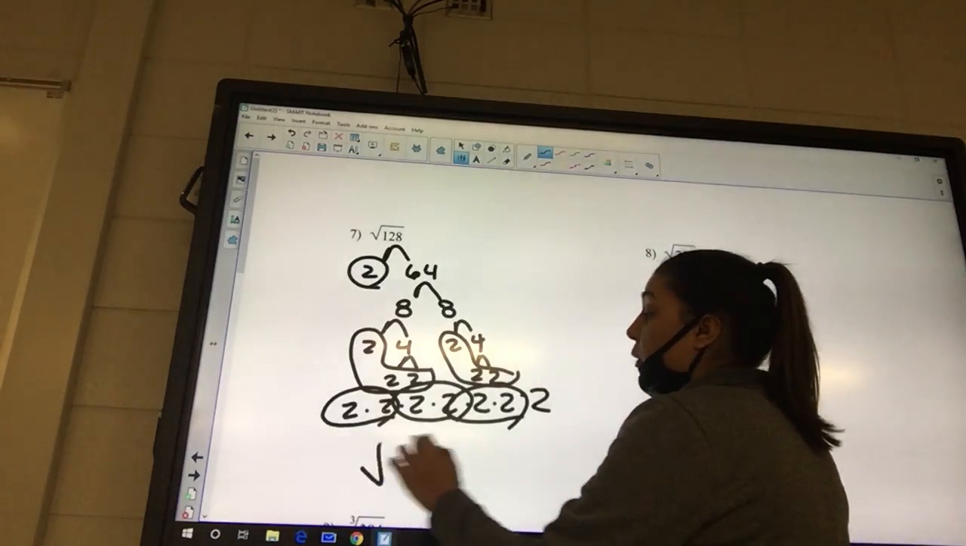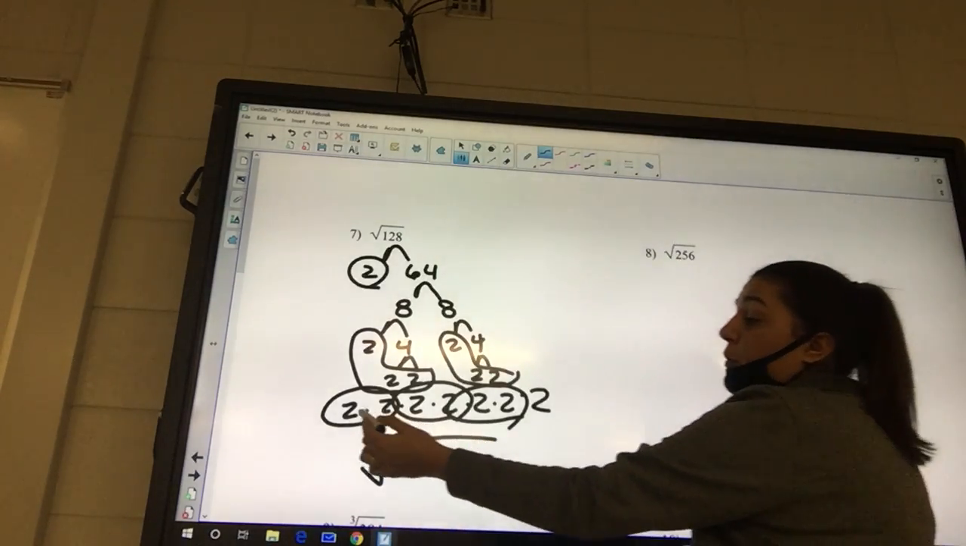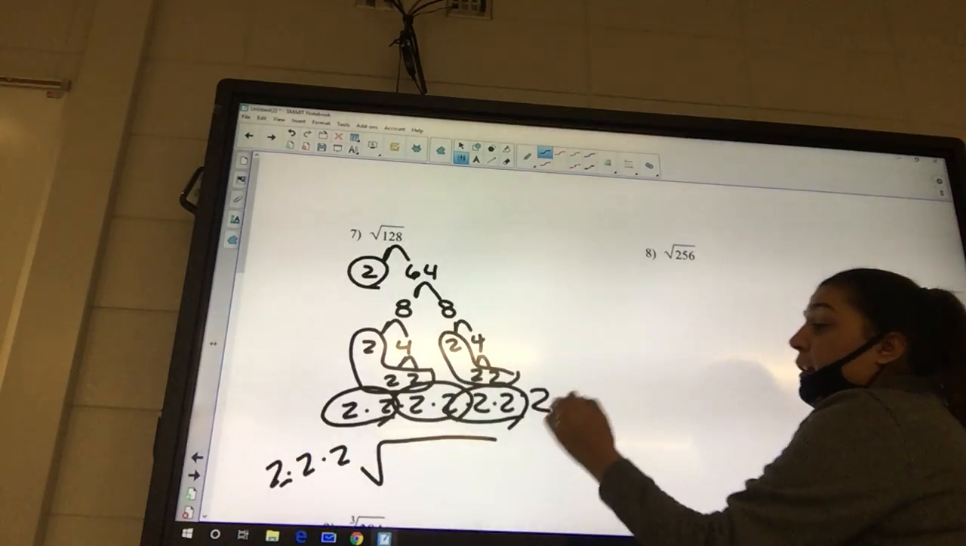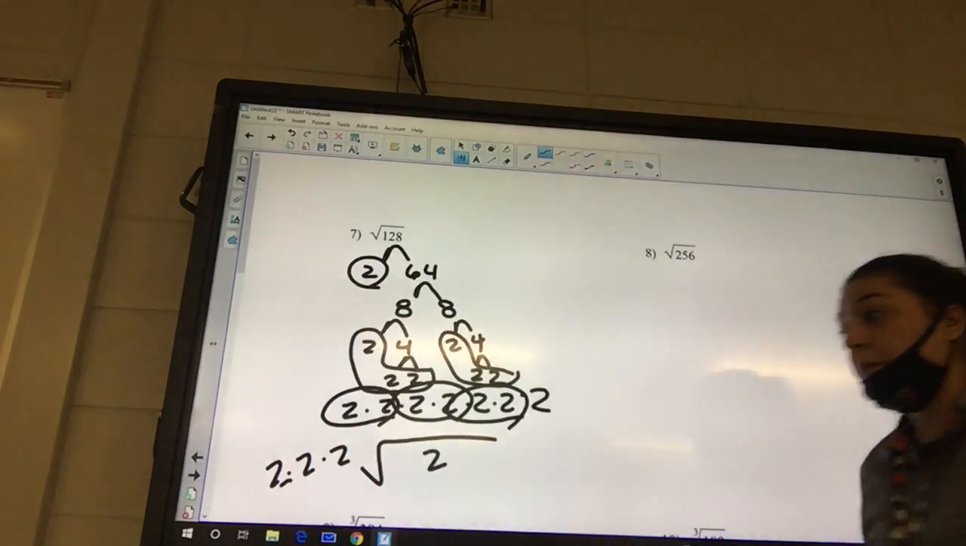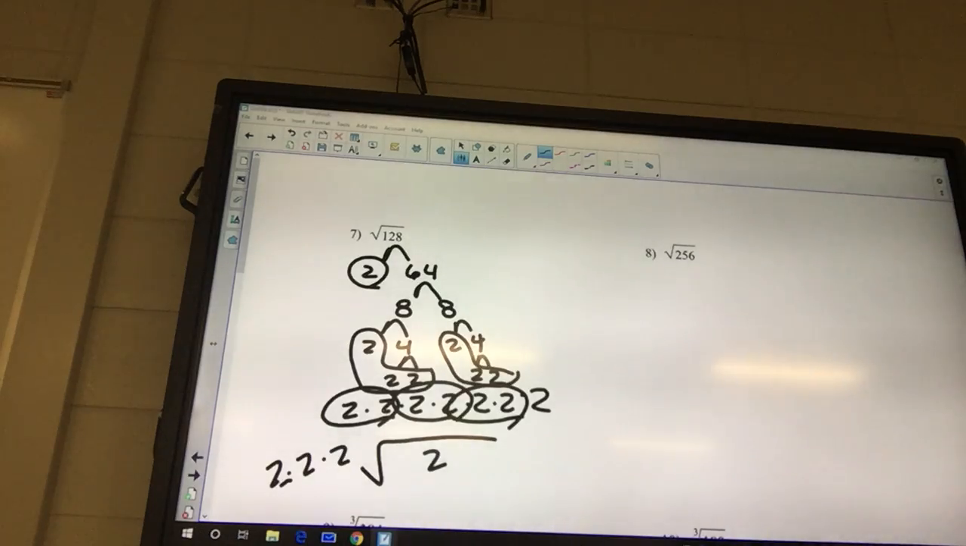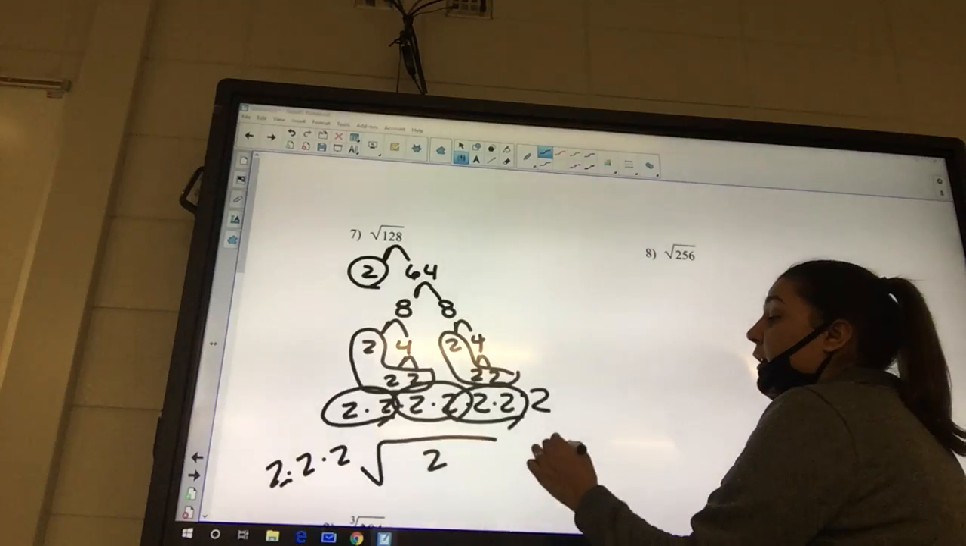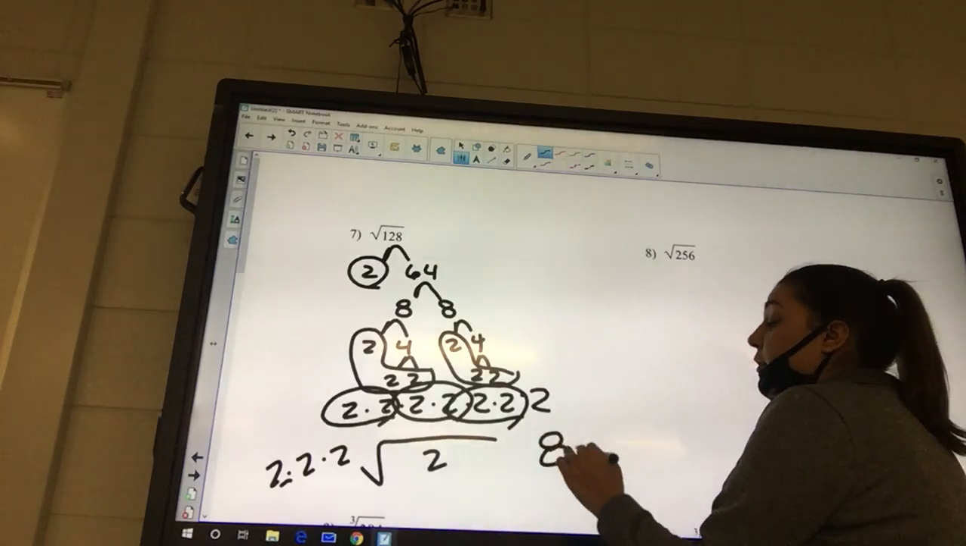So how many 2s are going to go on the outside? We put 1 for every group. So we got 1, 2, 3. And then we got this single guy right here. He's got no friends. Wait, so you have to put 3 2s on the outside? Yeah, because we put 1 number for every group. Can you put 2 to the third power? What is 2 times 2 times 2? 8. So when we simplify this, it's really 8 square root of 2.